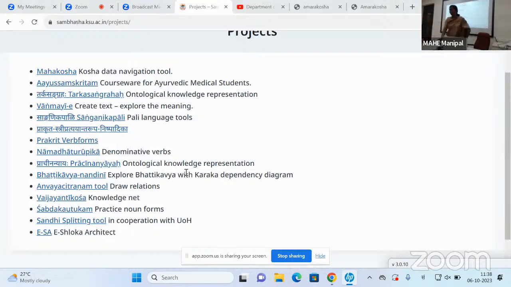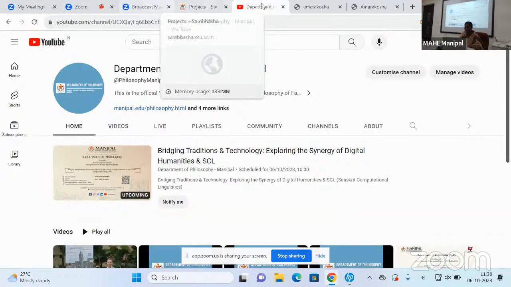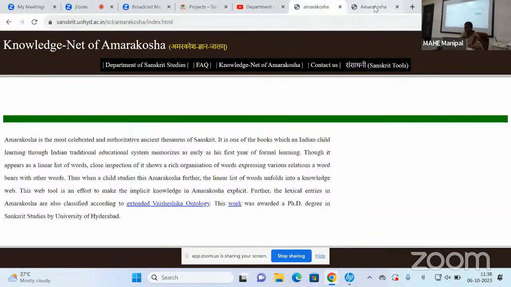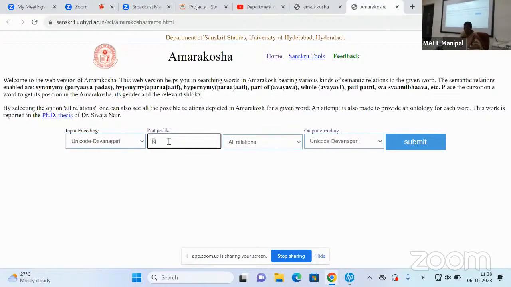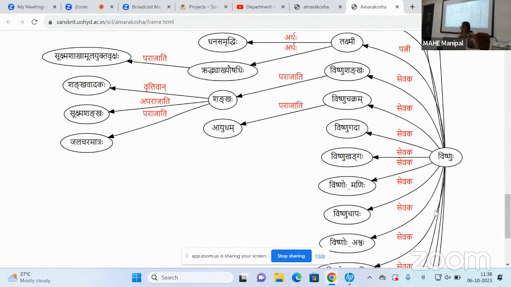So this is the kosha, and we are working on Mahakosha. I'll show you one and stop. This is the Amara kosha we are working on. If I give the word Vishnu, it shows all connections in that kosha, ontological relations, everything, with Vishnu's Shankha, Vishnu's father. See what all is available in a kosha. Mahakosha means we are interlinking some 10 plus koshas like this. This can be used for word sense disambiguation in machine translation. I'm not going to explain this now.